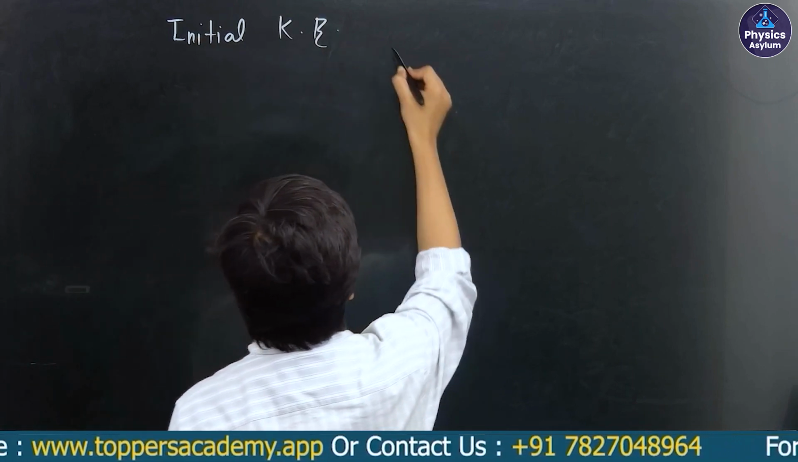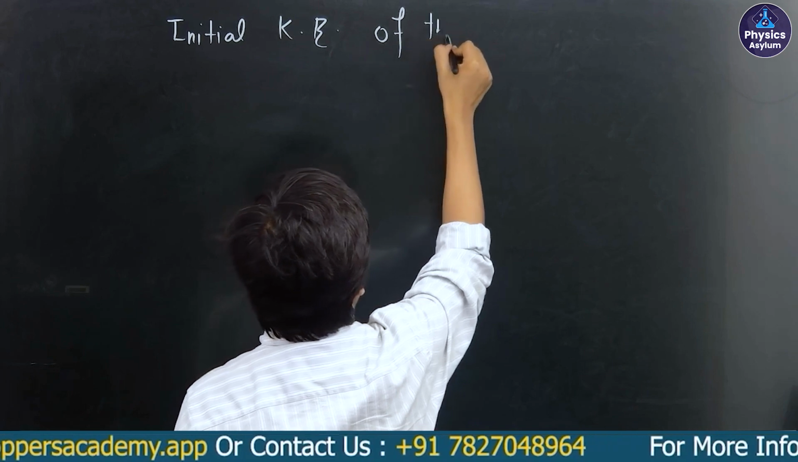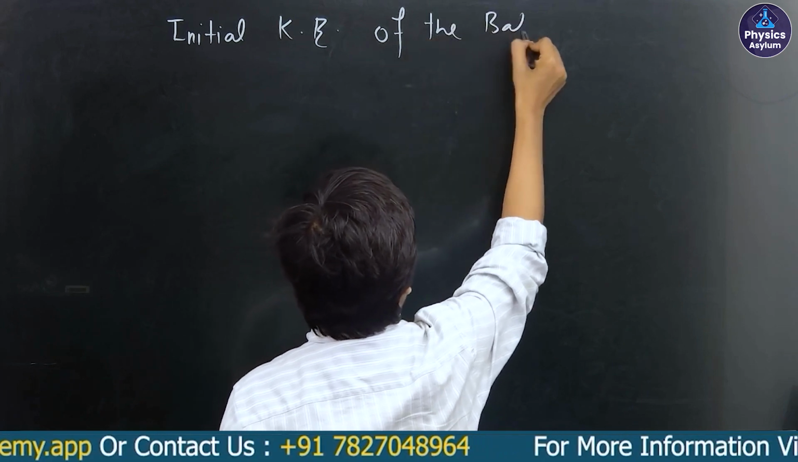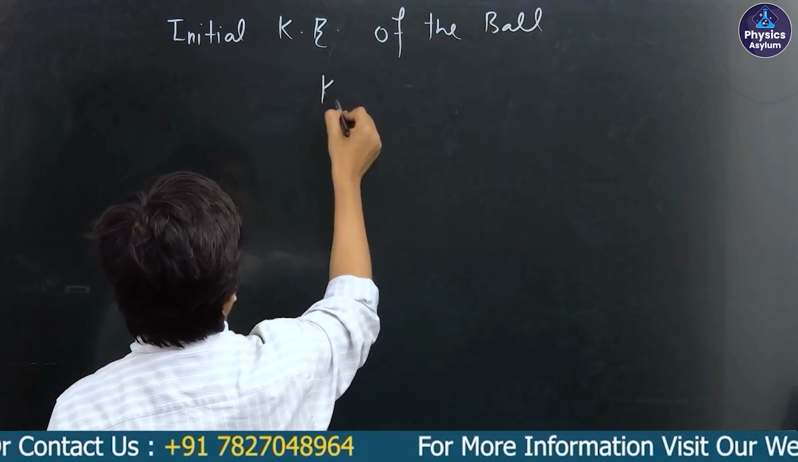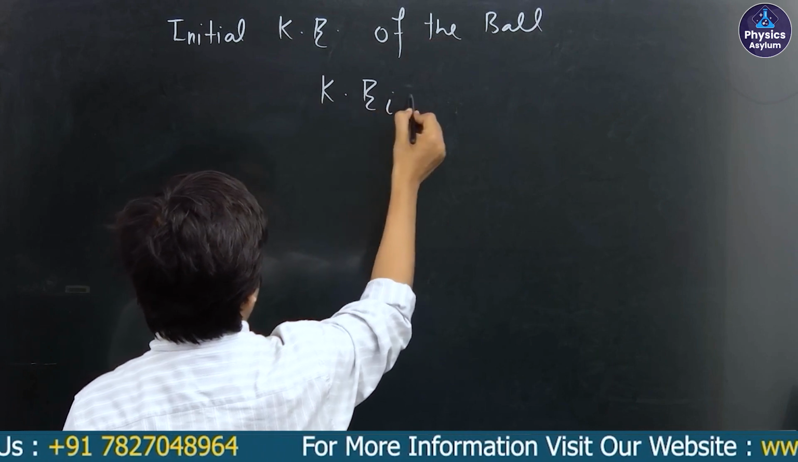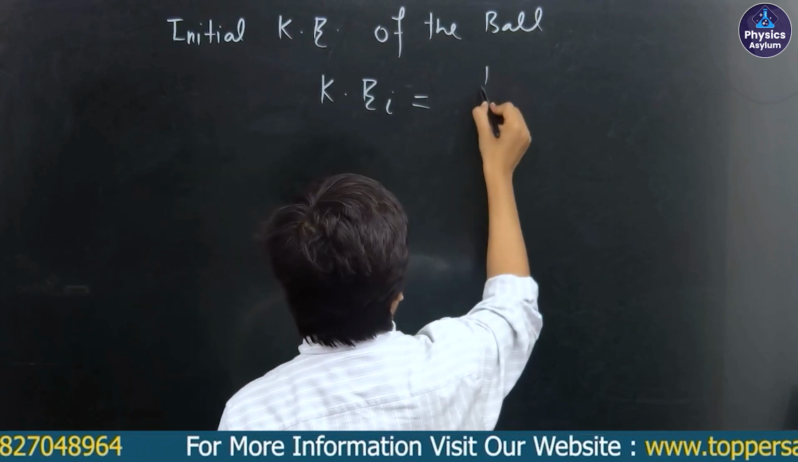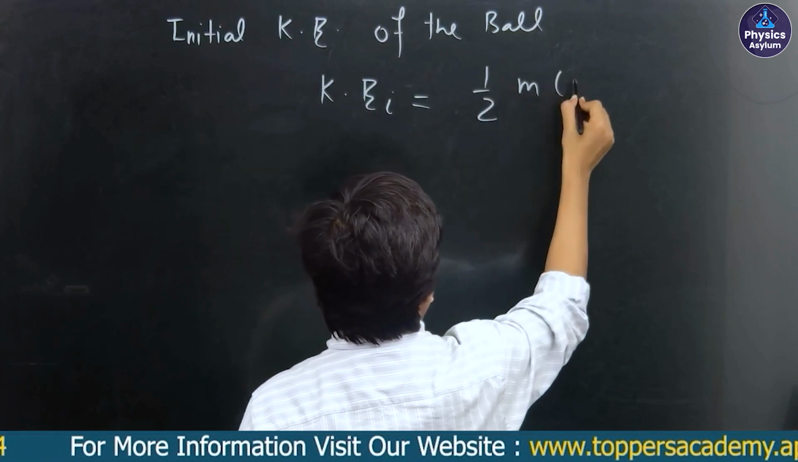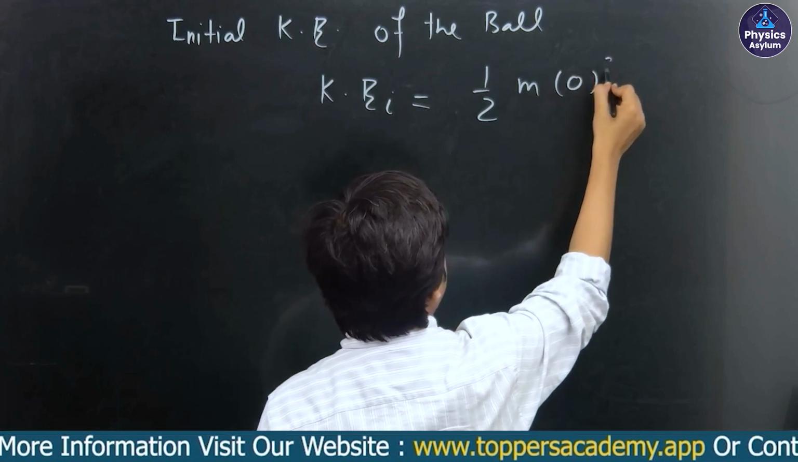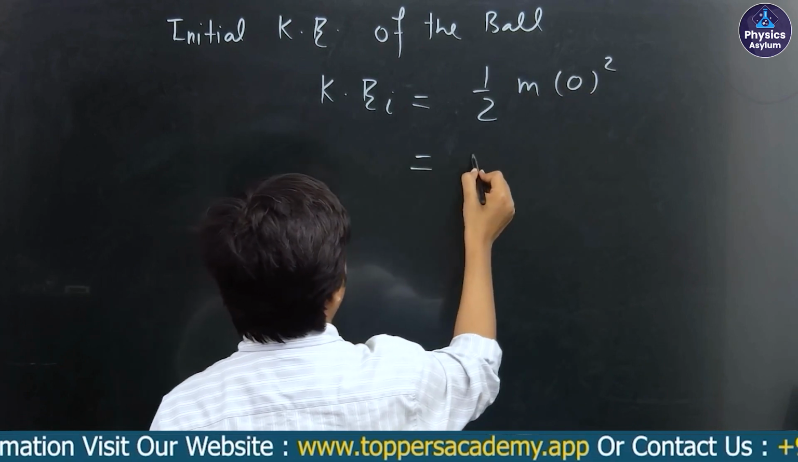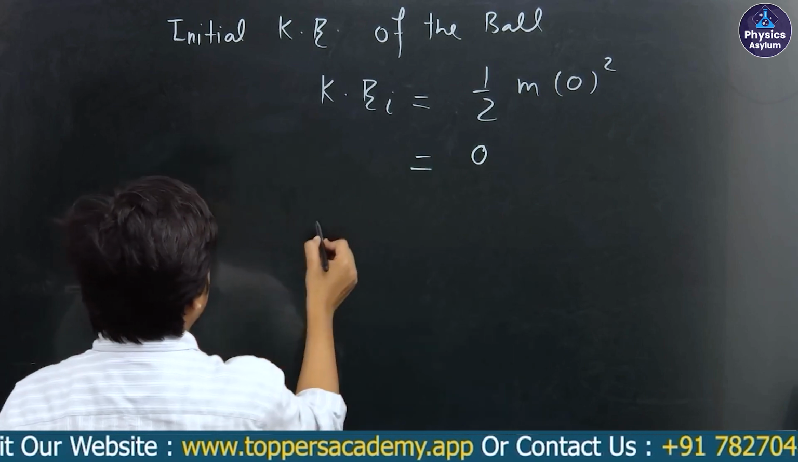Initial kinetic energy of the ball. That is the initial kinetic energy of our system, right? And that is equal to what? 1 by 2 m into initial velocity, that is 0, so 0 squared, and this is equal to 0.